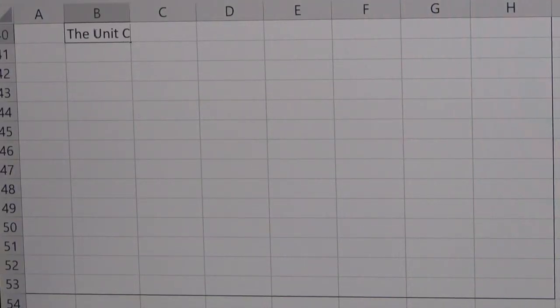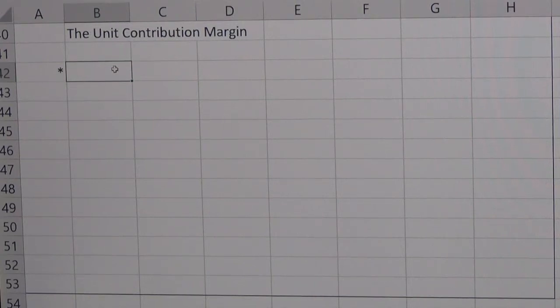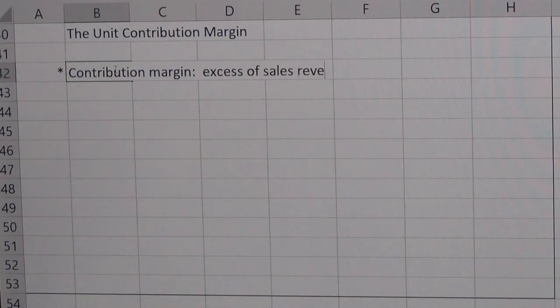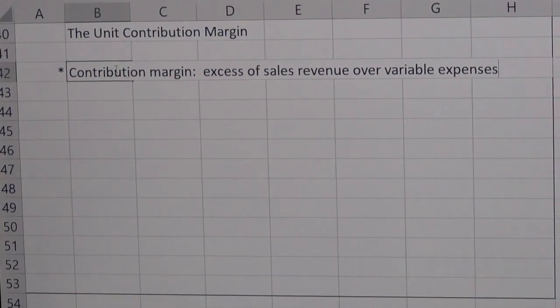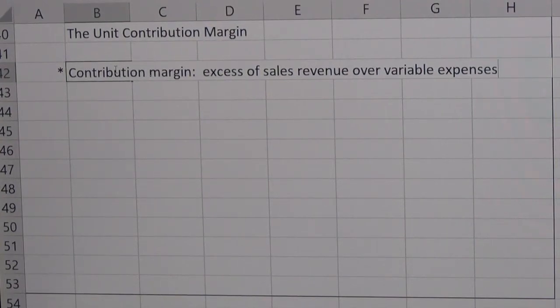The unit contribution margin is pretty important when we're talking about cost volume profit analysis. So if you recall from our previous chapter, the contribution margin is really the excess of sales revenue over variable expenses. Remember, sales minus variable expenses will give you the contribution margin. So that's what's meant by excess of sales revenue over variable expenses.